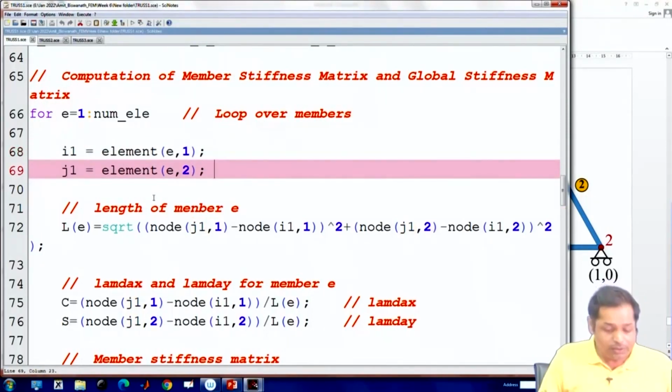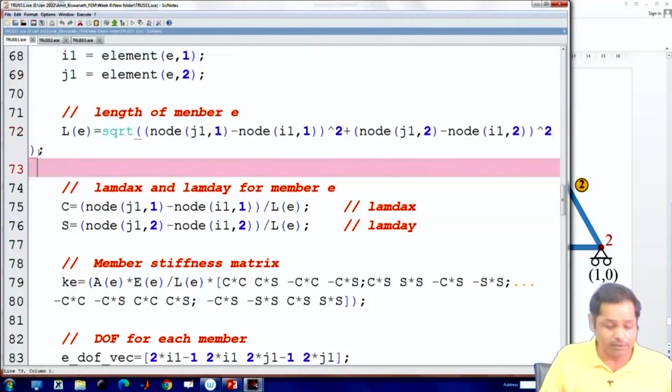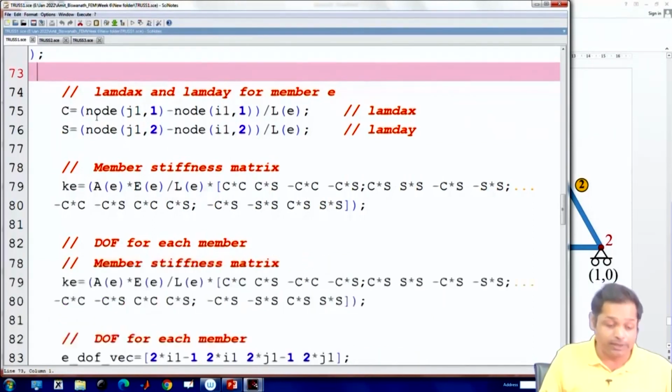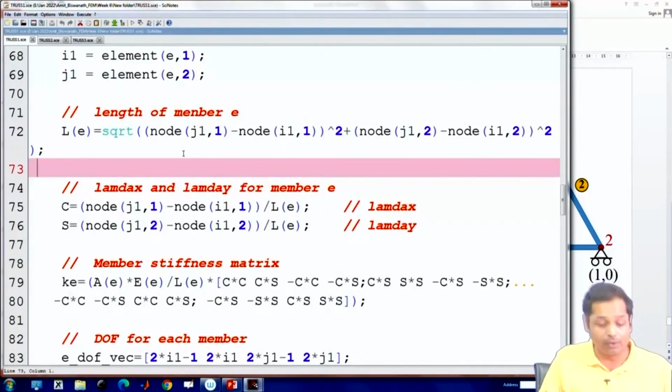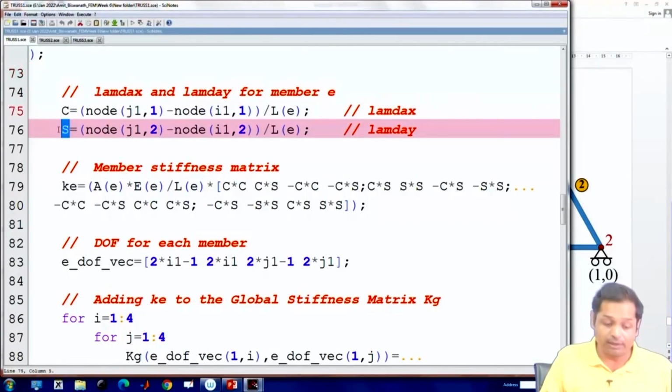Now once we have that, based on the start node and end node, we can calculate the length of the member. We already know the coordinates of each node, so based on this information, we can determine lambda x and lambda y, meaning the cos and sin of the alpha orientation of that element. Lambda x is cos alpha, and lambda y is sin alpha.